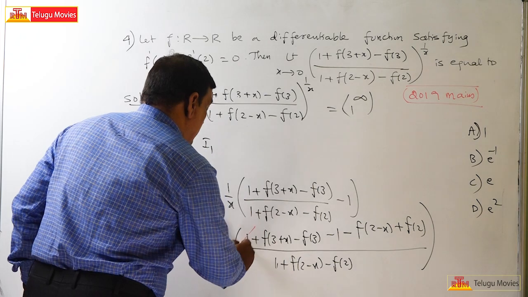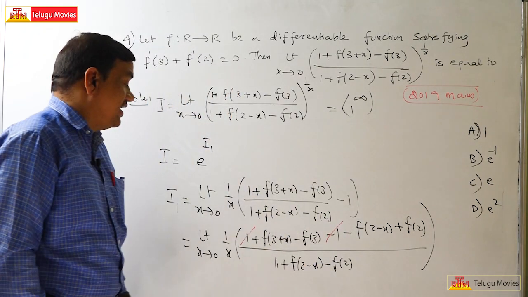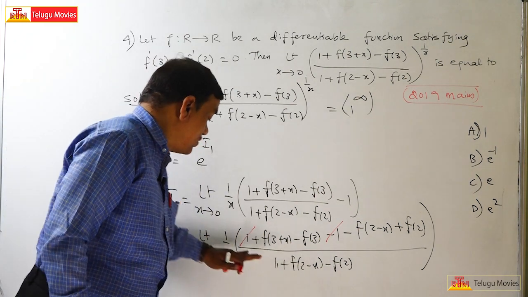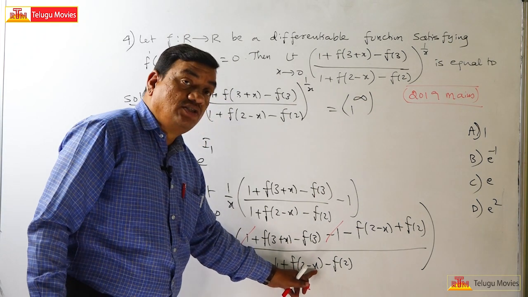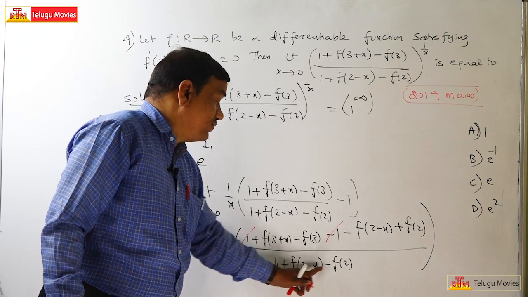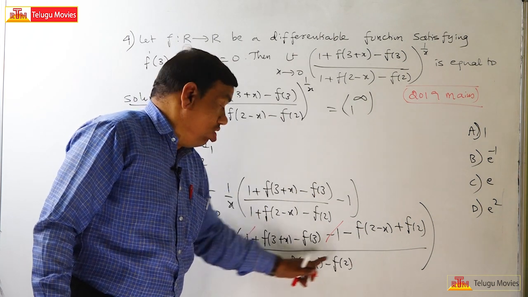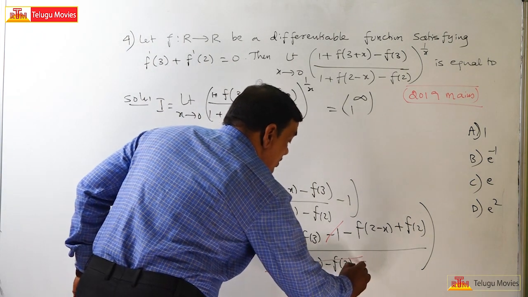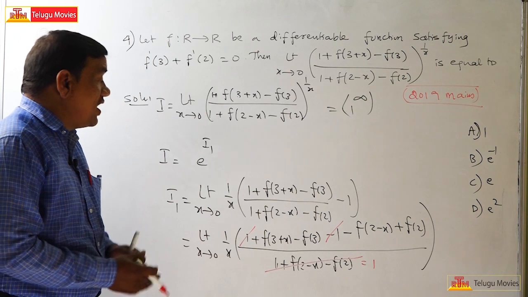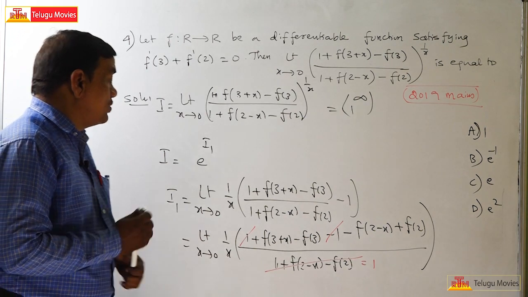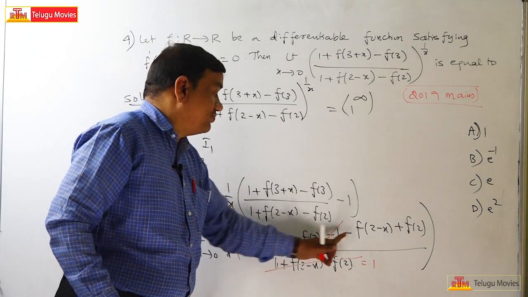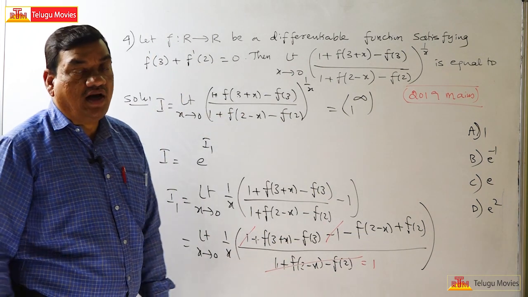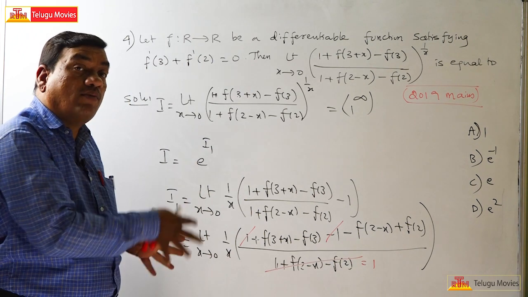Any more cancellations? Yes, we can cancel here, plus 1 minus 1. If you observe, as the limit tends to 0, in the denominator 2 minus 0 is 2, f of 2 minus f of 2, these two will get cancelled, you will get 1. Therefore, this total value is equal to 1. What remains is f of 3 plus x minus f of 3 minus f of 2 minus x plus f of 2, divided by x. So let us calculate up to that.